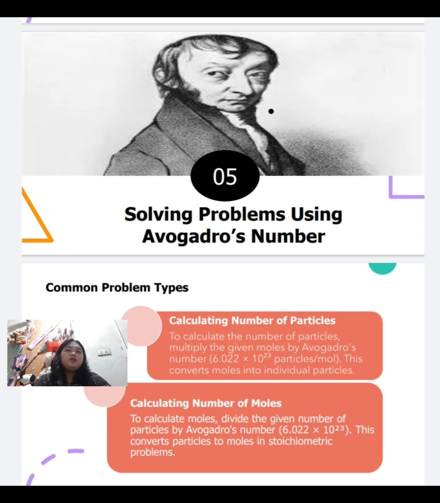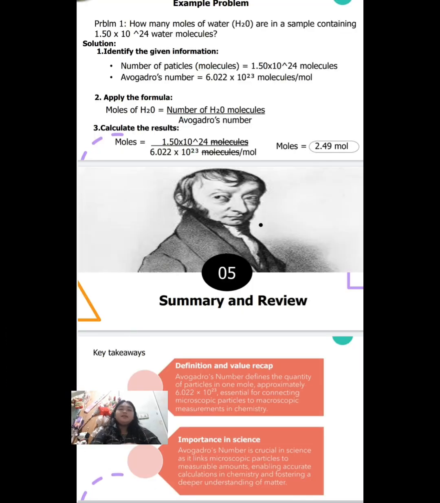So, calculating the number of moles naman, you divide the given number of particles by Avogadro's number, 6.022 times 10 raised to the power 23. This converts the particles to moles in stoichiometric problems. So the next is the mathematical and the scientific significance.